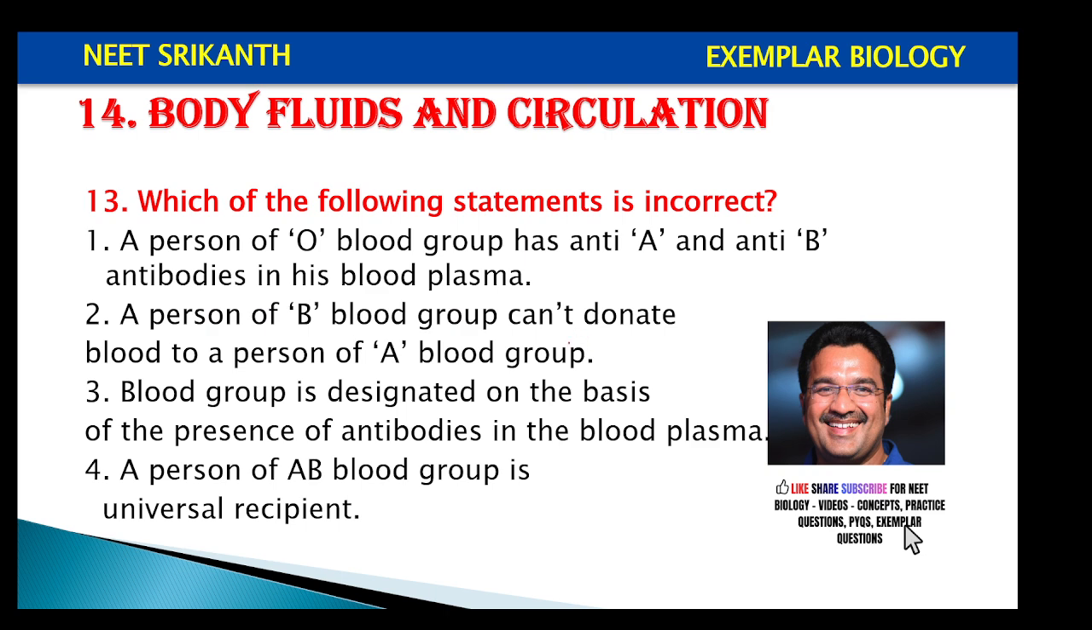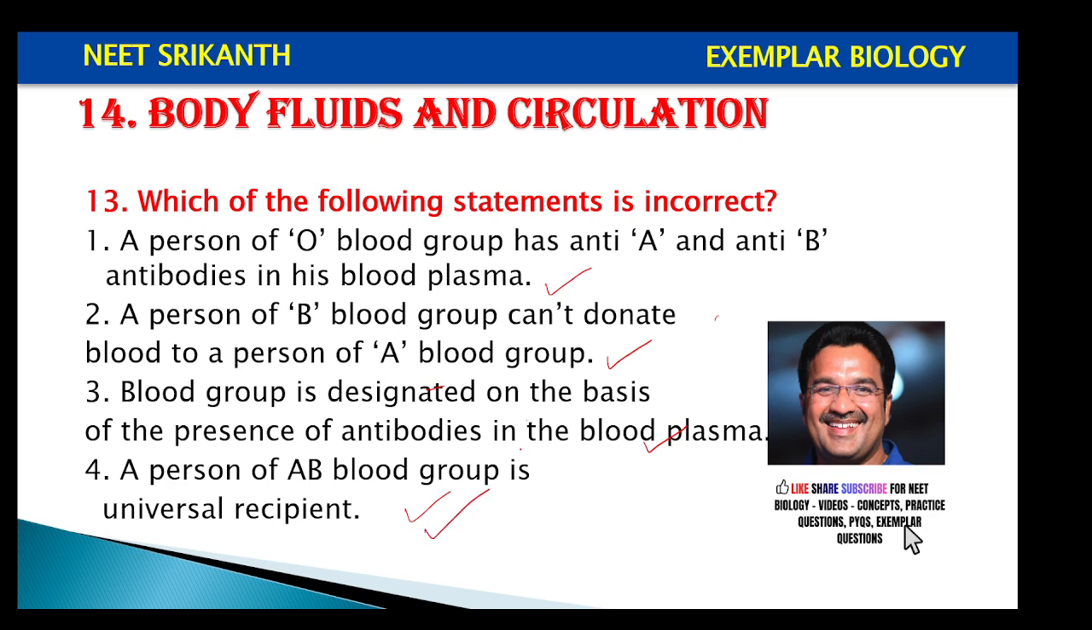Which of the following statements is incorrect? A person of O blood group has anti-A and anti-B antibodies in his plasma. A person of B blood group can't donate blood to a person of A blood group. Blood group is designated on the basis of the presence of antibodies in the blood plasma. A person of AB blood group is universal recipient. Yes, AB blood group is universal recipient.